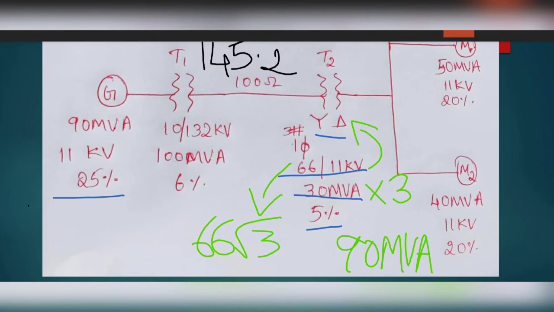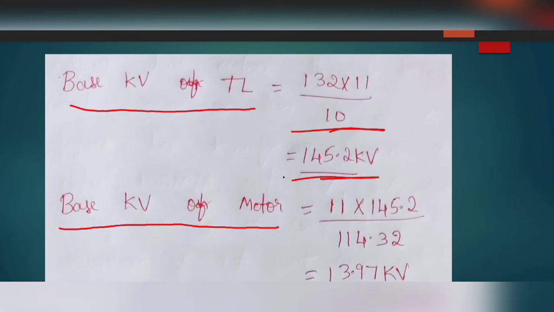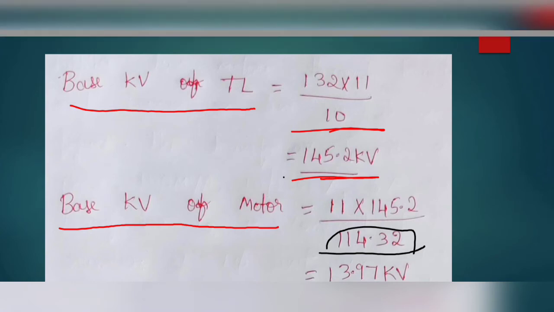Next, coming to the base kilovolt of the motor, the voltage on the transmission line is 145.2. By voltage conversion, on the primary side we have 66 root 3, so on the transmission line it is 145.2, and on the other side, transformer secondary 11 kilovolt. So what is the voltage on the motor side? 11 into 145.2 divided by 66 root 3, and 66 root 3 is 114.32. After the calculation, the obtained value is 13.97 kilovolts.